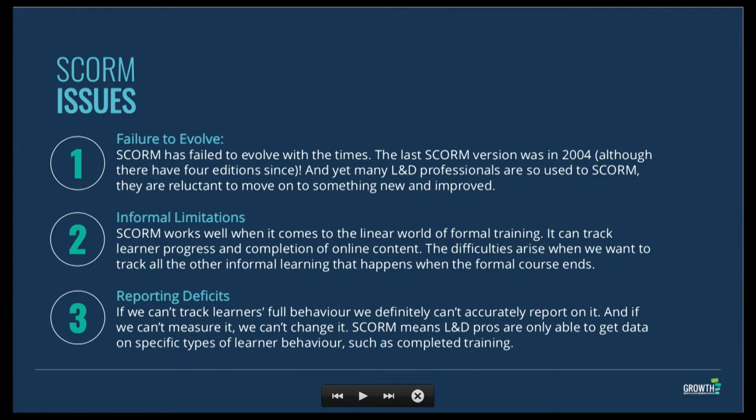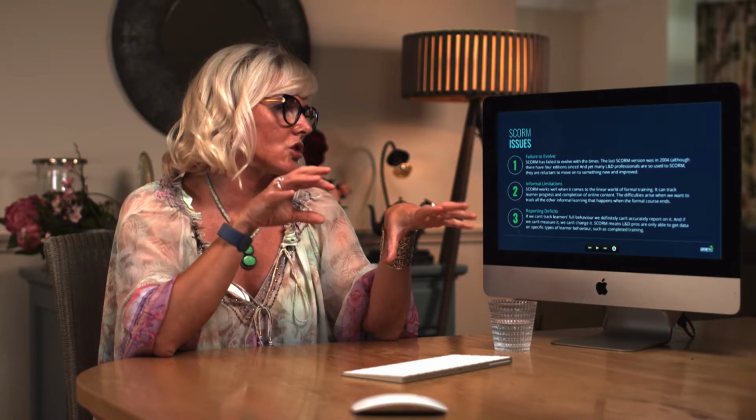It's also got limitations in terms of the world of formal training. So it can track learner progress, but it is difficult when we're trying to track things like social learning, or things that happen outside of the learning technology environment. And the other thing is that it's not a full representation of all things that are happening online, even 2004. So we can't track the learner's full behaviour, but we can track the majority of it.